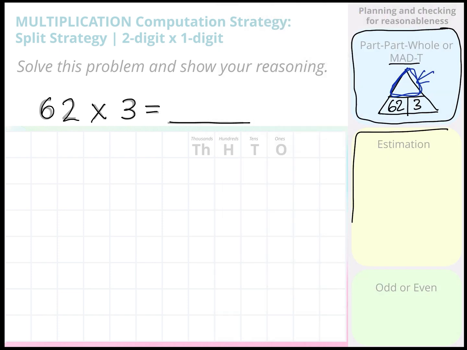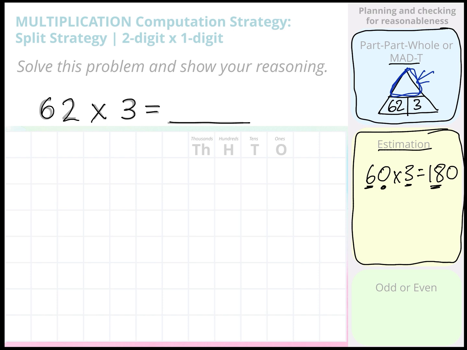Okay, let's estimate our answer here. So I'm going to round 62 down to 60. So that's going to be like 60 times 3 equals 6 times 3 is 18. But it's upper place value, so it's 180. Now, because I rounded down, that means my answer is going to be greater than 180.